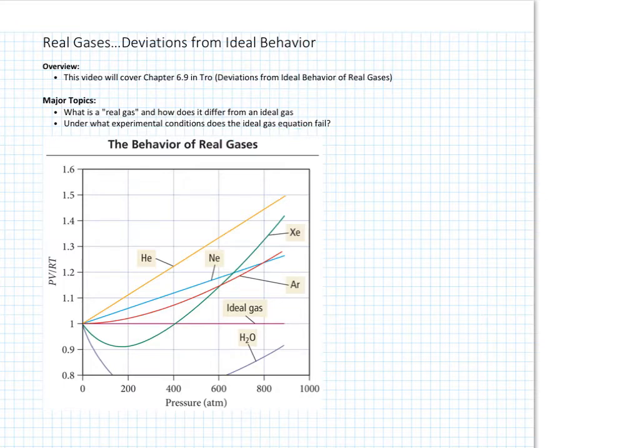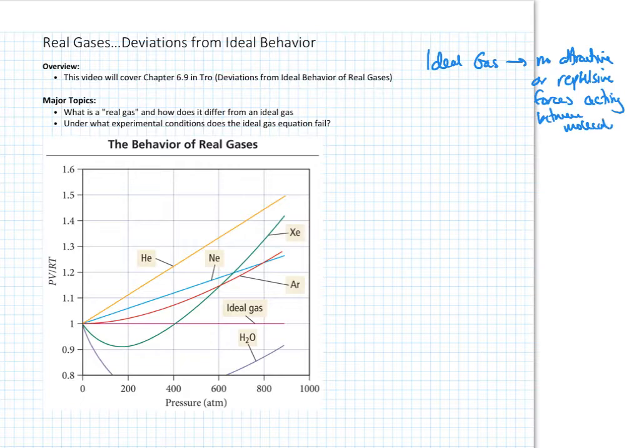So a real gas is pretty much every gas you know about, but how does it differ from an ideal gas? Well, if you recall, with an ideal gas we made a couple of assumptions, and one of the key ones is there are no attractive or repulsive forces acting between molecules. And you also might recall when we introduced that assumption, we said that's not true. I mean, molecules are made up of protons and electrons.